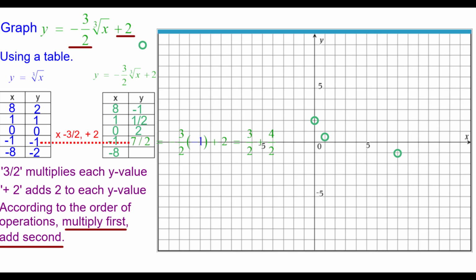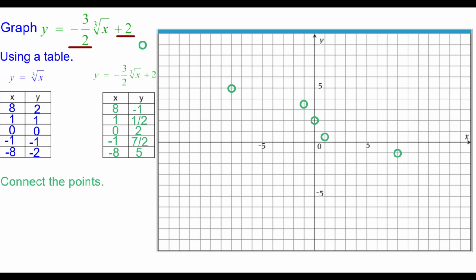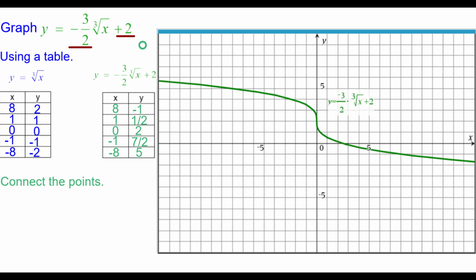Negative 1 times negative 3/2 is positive 3/2, plus 4/2, which is 2, is positive 7/2, so negative 1, 7/2. And negative 8 gives negative 2 times negative 3/2, which is positive 3, plus 2 is 5. So negative 8, 5. Connect the points, make it look like a cube root graph, and compare it to the parent function.